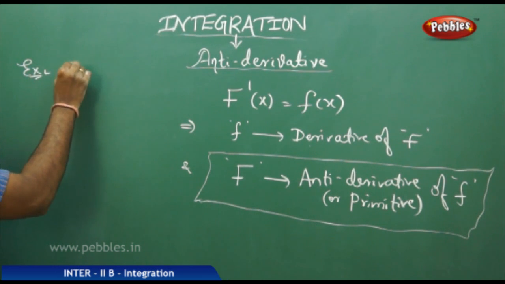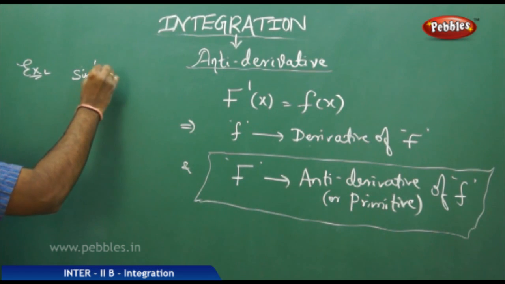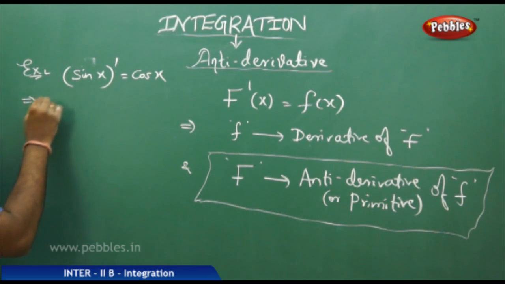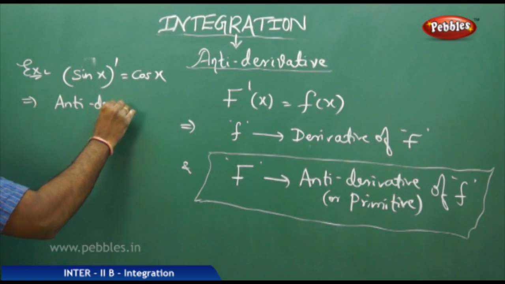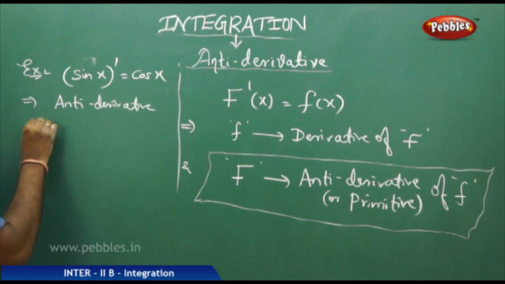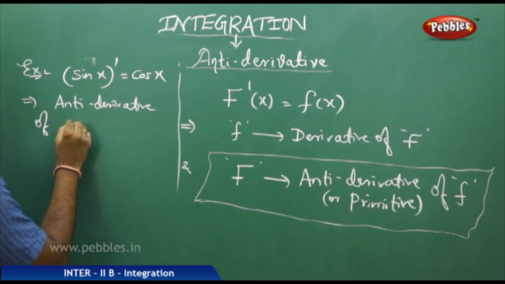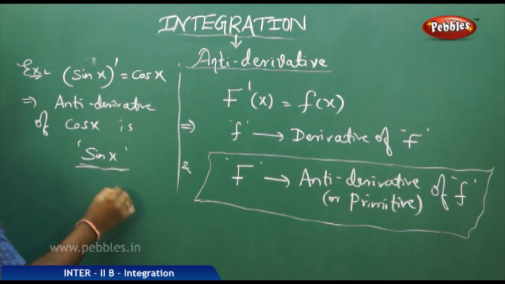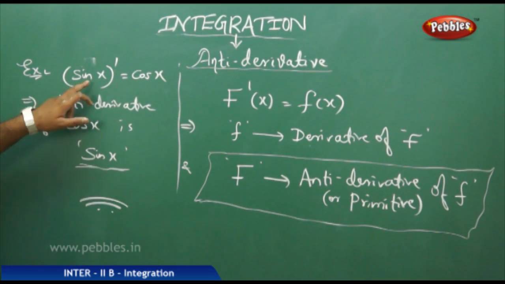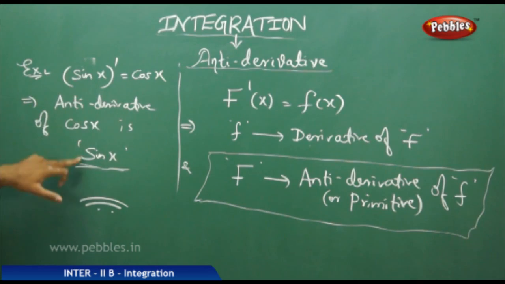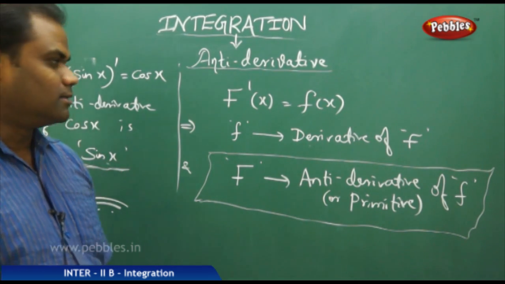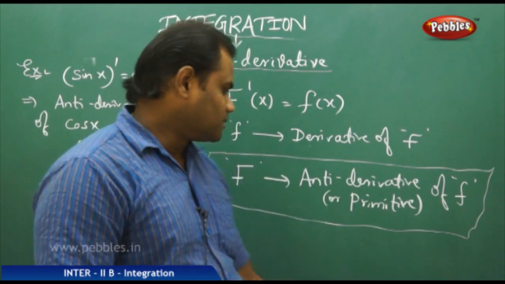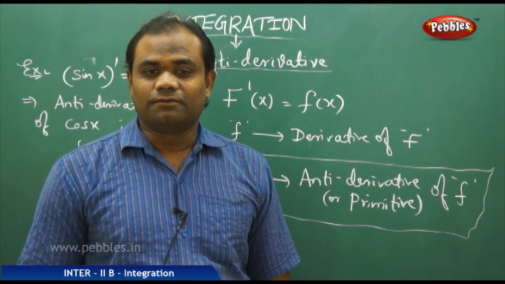Say, for example, the derivative of sin x is cos x, that implies the antiderivative of cos x is sin x. That's how we understand. The derivative of sin x is cos x and the antiderivative of cos x is sin x. That's how we understand the derivative and the antiderivative connected with the reverse process. The antiderivative is also called the primitive of the function.